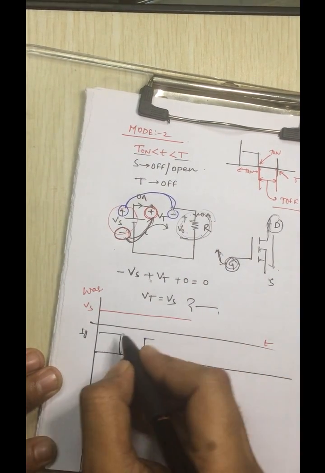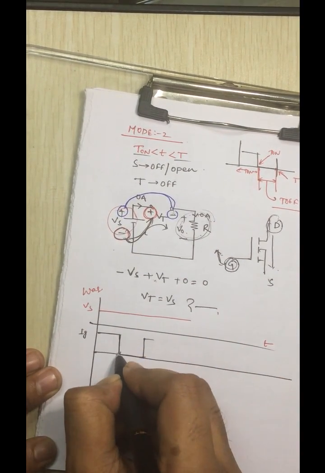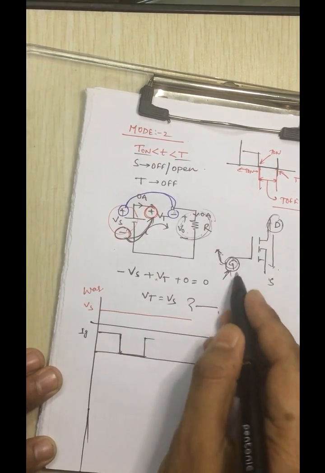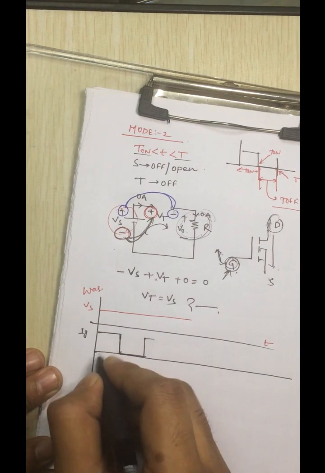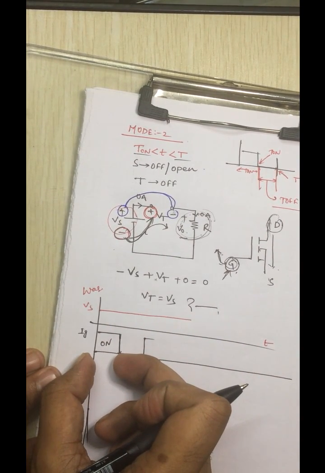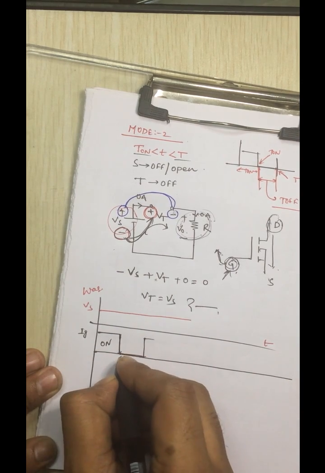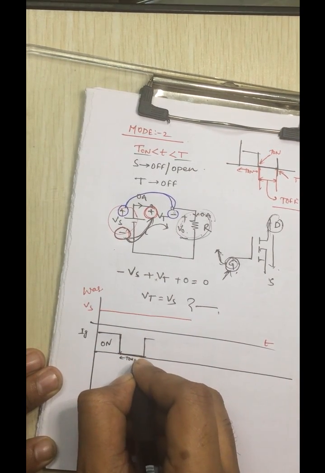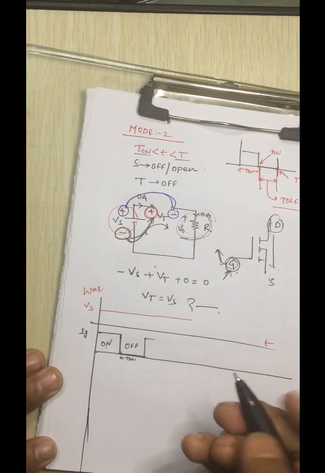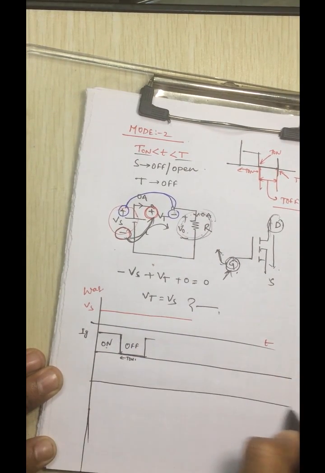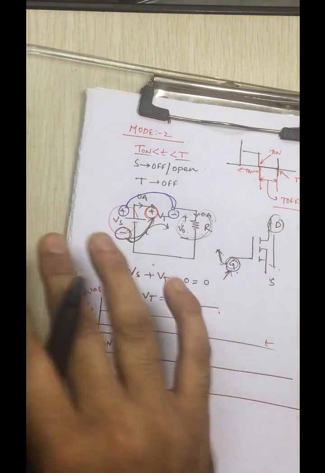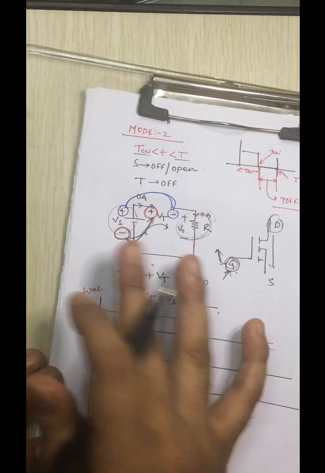Okay, so now suppose that we are applying the Ig over here. When we are applying the Ig, this is the on period, this much duration of time we are applying the Ig, and this much duration of time the switch becomes off. So this is the off period and this is the on period for the switch. If this is the on period and the off period of the switch, again we are already familiar with mode 1 and mode 2.